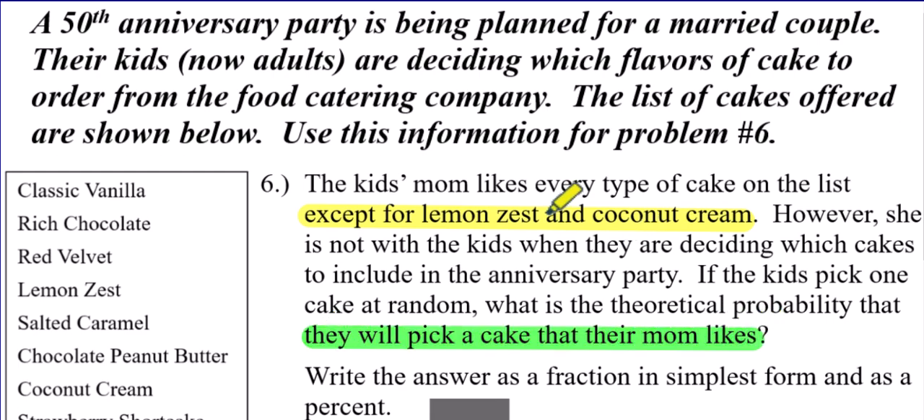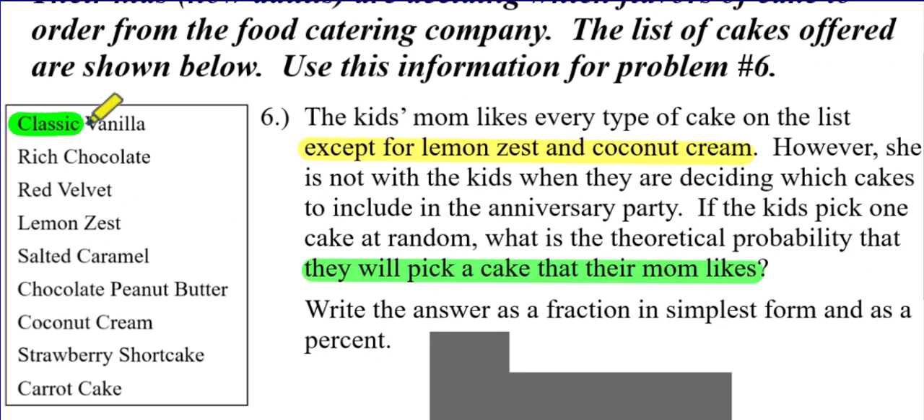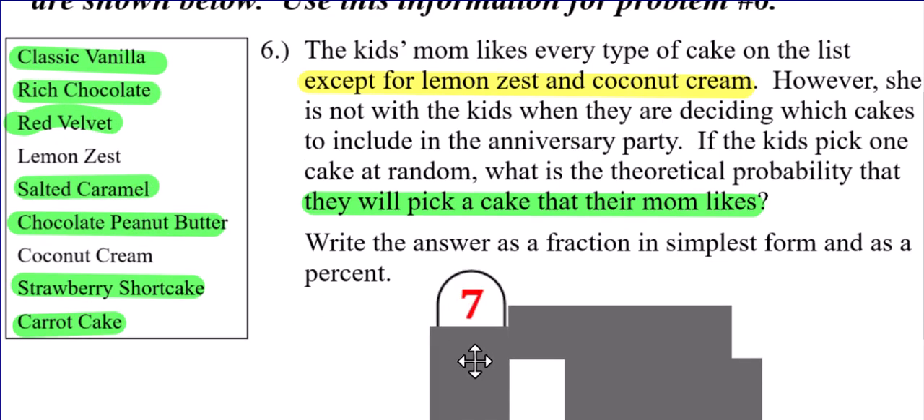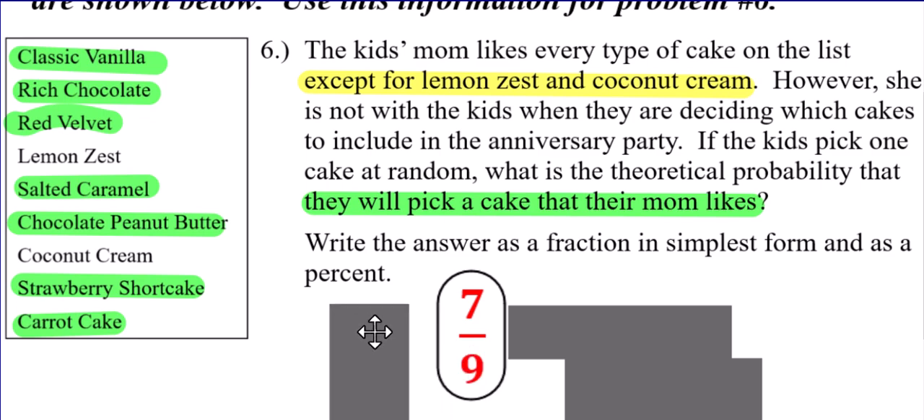So she doesn't like lemon zest or coconut cream, but she likes everything else. So she's going to like vanilla, she's going to like rich chocolate, she's going to like red velvet, won't like lemon zest, she will like caramel, she will like the chocolate peanut butter. I hope this is not making you hungry. She will not like coconut cream, she will like the strawberry shortcake and the carrot cake. I very much like carrot cake. So what is this? 1, 2, 3, 4, 5, 6, 7. That is 7 different types of cake that she likes out of the 9 possible choices.